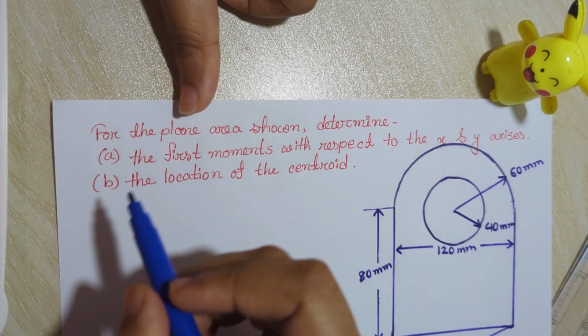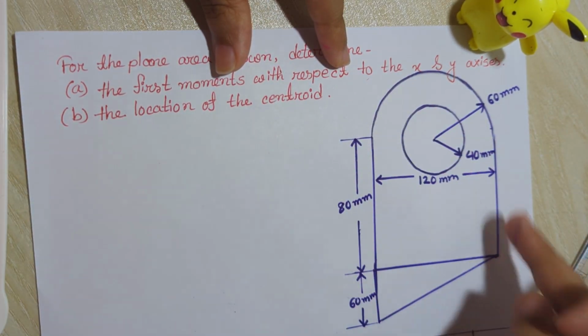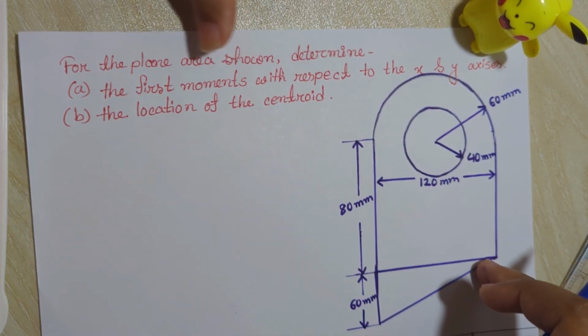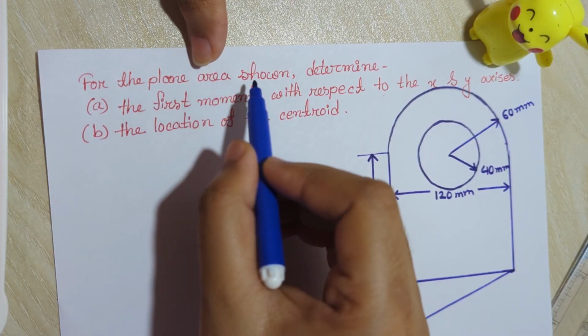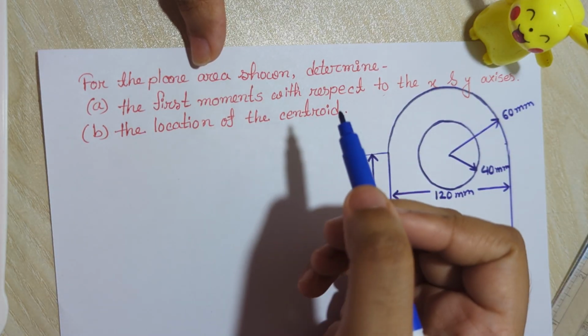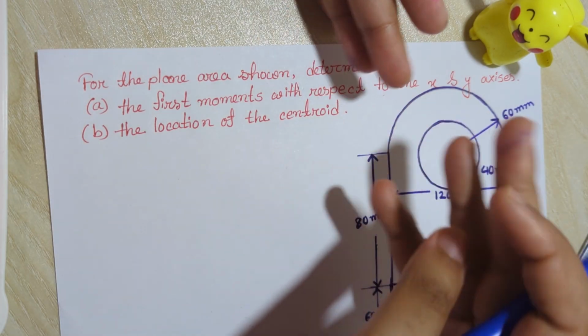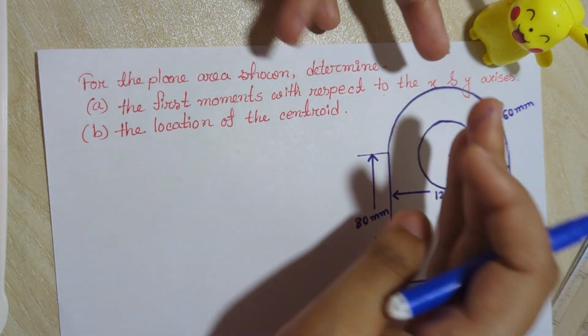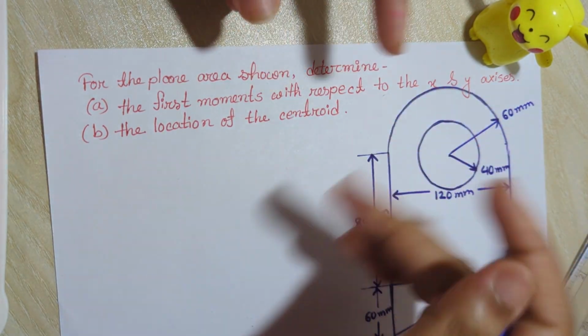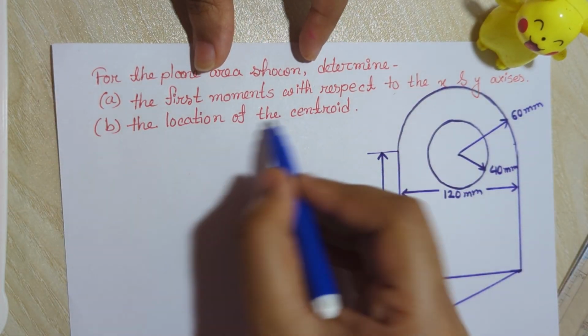Let's see the question first. Here this figure is given, and the measures also. It says that for the plane area shown, determine the first moment with respect to the x and y axis. Means we have to find out the moments of the area for two cases, for x axis and y axis. And the second question is the location of the centroid.